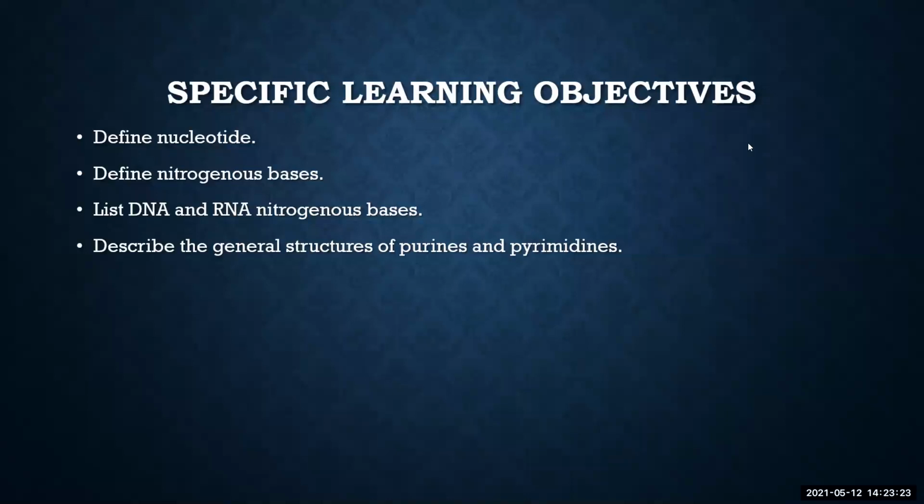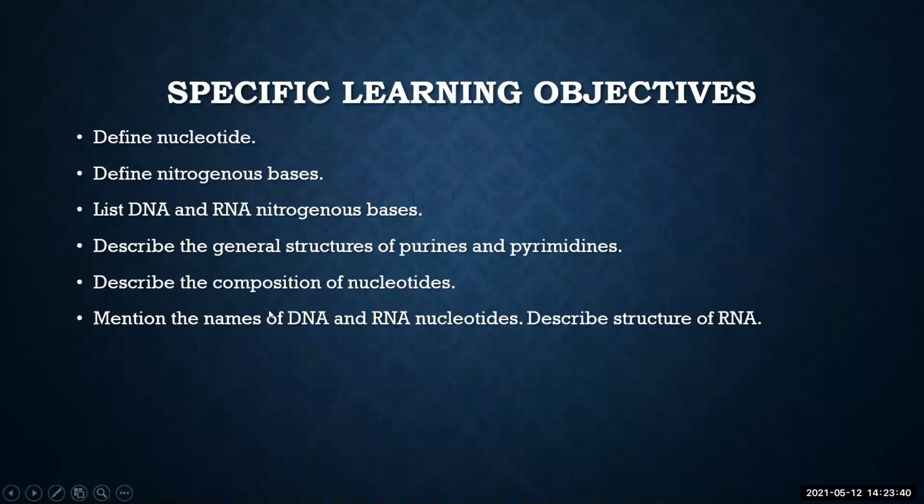It is more into the molecular level of nucleotides. Describe the composition of nucleotides, what is present and what combines together to form a nucleotide. Mention the names of DNA and RNA nucleotides. It is different, it's not the same. And how to name them, what is the nomenclature, what are all the rules we have to follow while naming them.